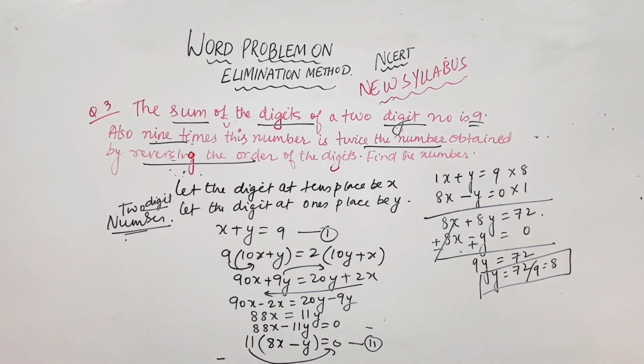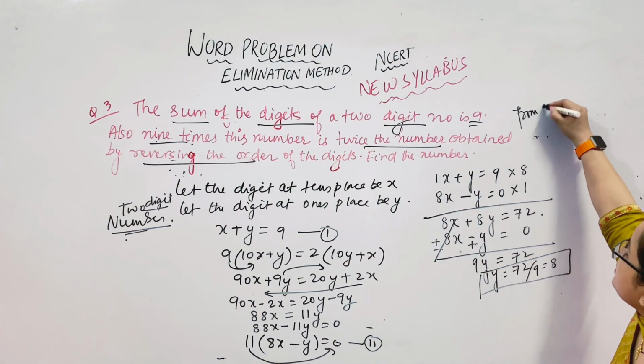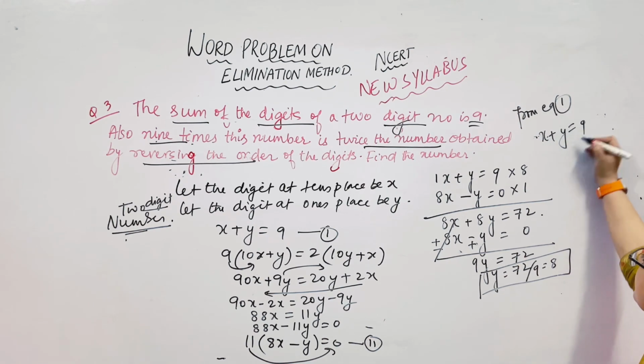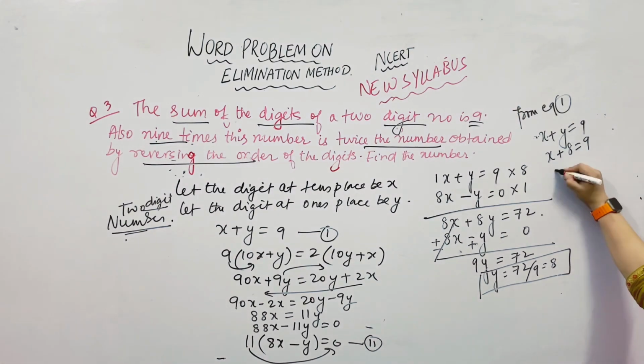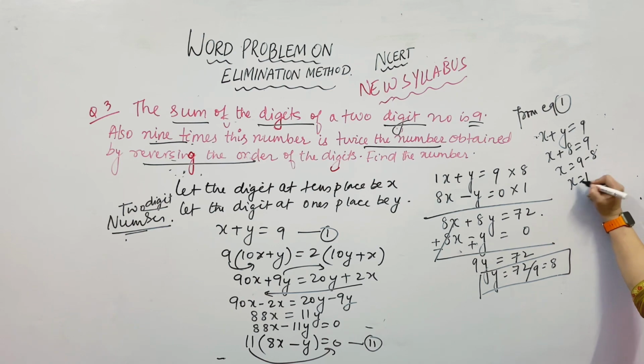Okay. So when I got y as 8, I'll just substitute in equation 1. So from equation 1, x plus y is equals to 9. Instead of y, I'll put 8 and I solve. Plus 8 will come to the other side. So x is equals to 1.